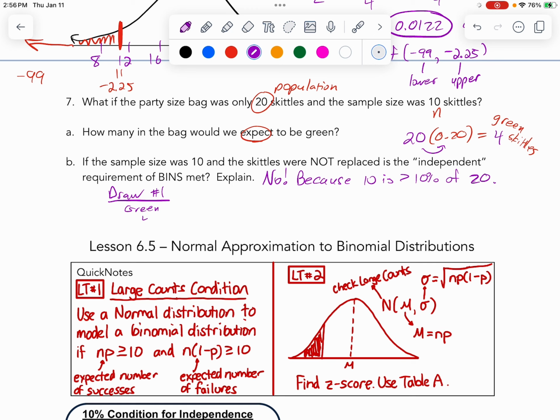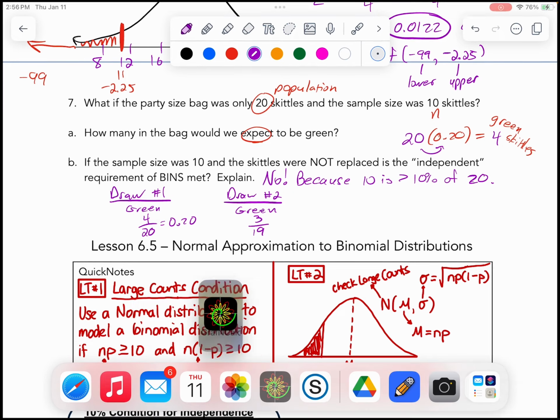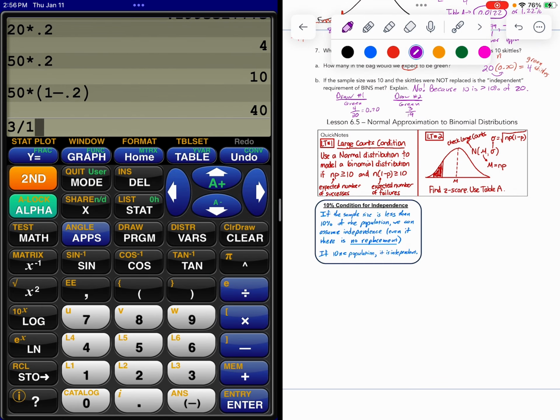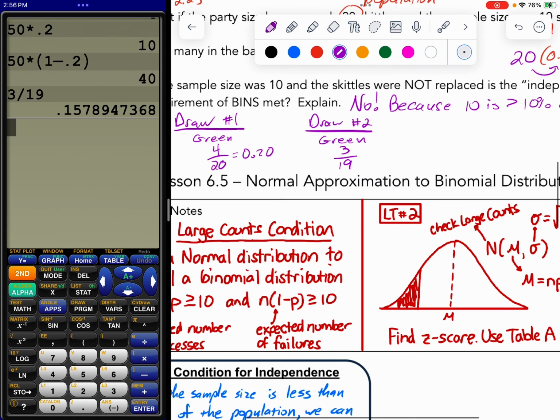So the probability of getting a green Skittle for this first draw would be 4 out of 20, which is exactly 20%. But now draw number 2. Let's say you want to get another green. Well, now there's only 3 greens left, and we're down to 19 Skittles. And 3 out of 19 is down to 15.7%. So that's a pretty substantial change.